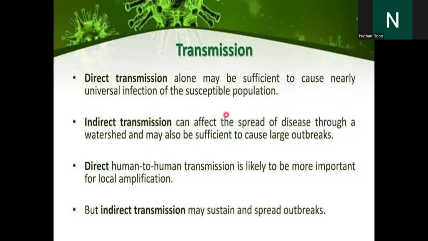Then indirect transmission can affect the spread of disease through a watershed and may also be sufficient to cause large outbreaks. Direct human-to-human transmission is likely to be more important for local amplification. So you can imagine you have the disease, you present with diarrhea, then I have poor sanitation, and that's how the disease spreads. That's why it causes outbreaks, okay? But they are rare these days because we have vaccines. So that's something you should remember, okay?